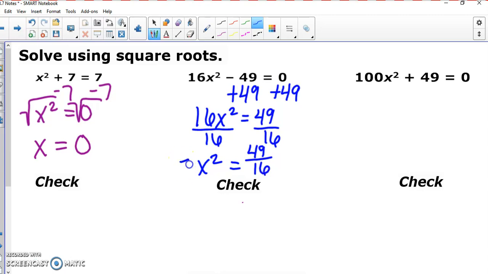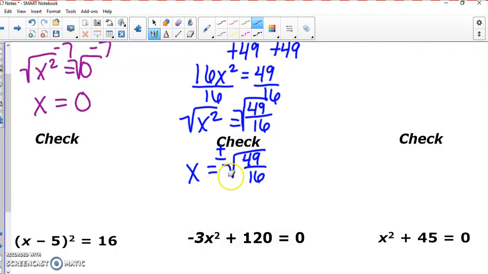So what I can do then is when I go to take my square root, I can take the square root of this whole thing here then. So I'm going to be left with x equals the square root of 49 over 16. And again, that's positive or negative. And then the final thing I can do then is remember our radical rules, where I can split my square root and do the square root of 49 over the square root of 16. And then I can just simplify from there. So I'll have x equals positive or negative, square root of 49 is 7, square root of 16 is 4. So positive or negative 7 divided by 4.